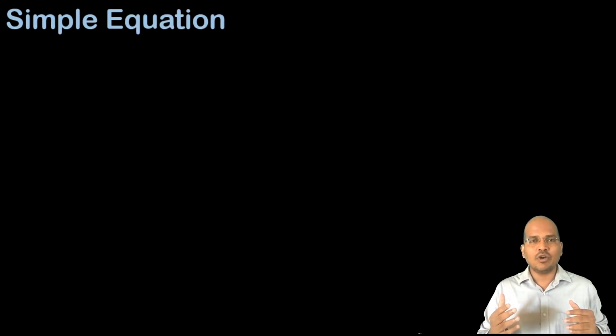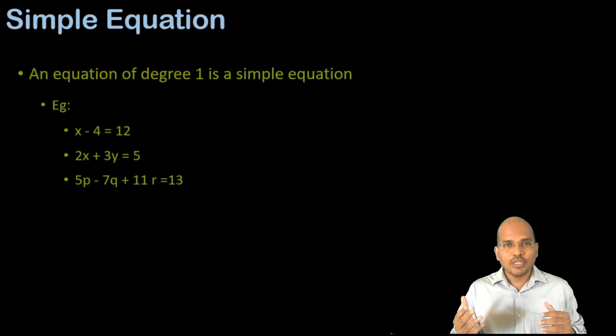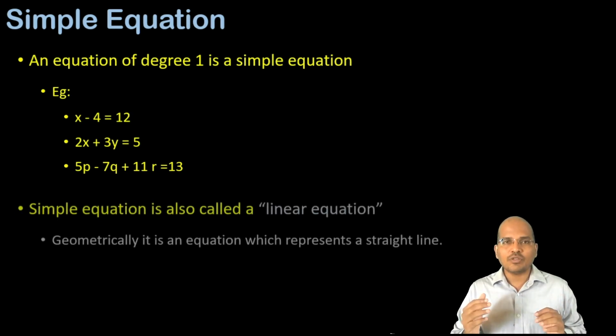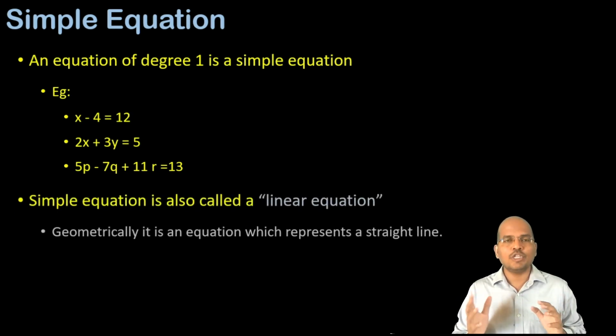So let us start with the concept of simple equations. An equation of degree 1 is called a simple equation. So x minus 4 is 12, 2x plus 3y is 5, 5p minus 7q plus 11r is 13. In all the three equations, the highest power of the variables used is only 1. Hence this is called a simple equation.